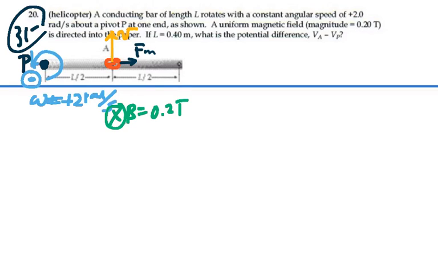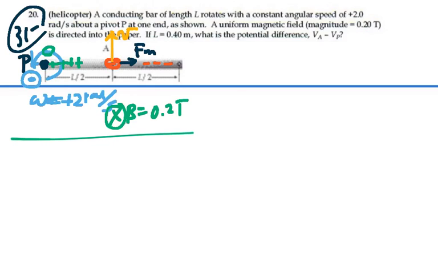What this means is that we're going to end up with our electrons developing on the right and positive charge developing on the left. Point P will be more positive in voltage than point A, and if we define P to be 0, then point A is going to be at a negative voltage with respect to that. So let's keep that in mind.